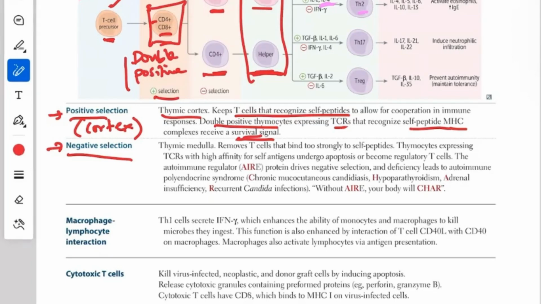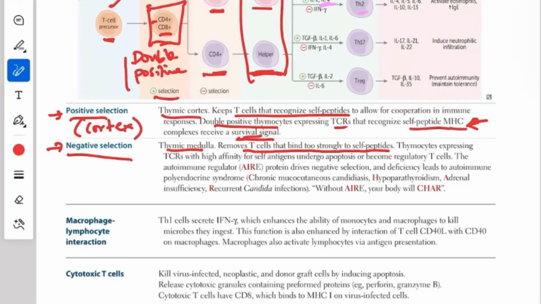All right. So the ones whose T cell receptor were unable to bind the self peptide MHC will die off. That means the T cell receptor is not functioning, and so there's no need for them to move any further. All right, so moving down to the medulla now. In the medulla, T cells that bind too strongly to self peptides will die off or be weeded out.